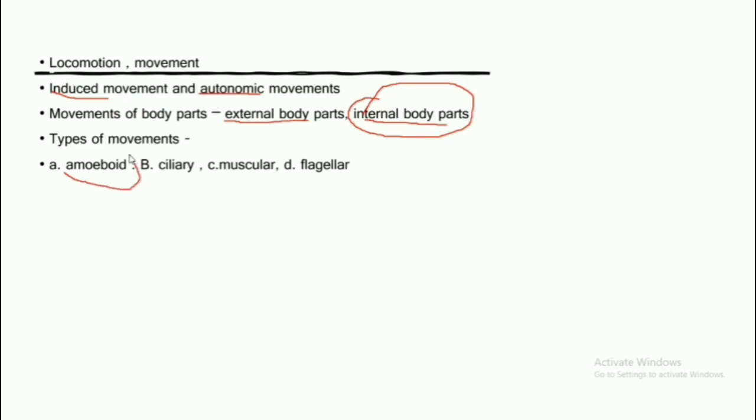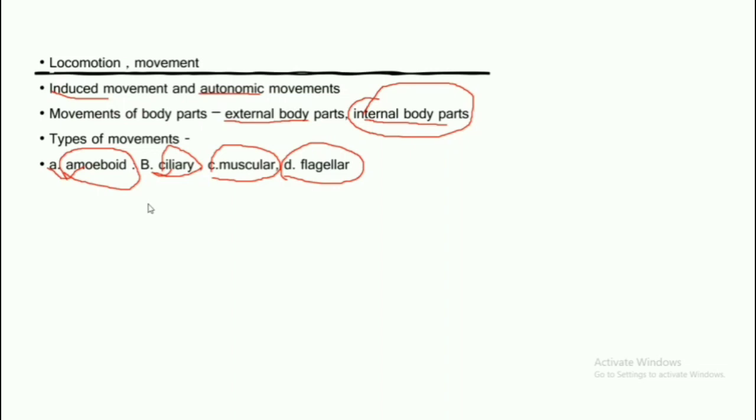What are the types of movements? There are four types of movements. One is amoeboid, the second one is ciliary movement, then muscular movement and the flagellar movement. What is amoeboid movement? The movement like the amoeba, which is a protozoa. The amoeba moves with the help of the pseudopodia. So some of the cells in the human body, such as the white blood cells, the phagocytes, the macrophages, show amoeboid movement.